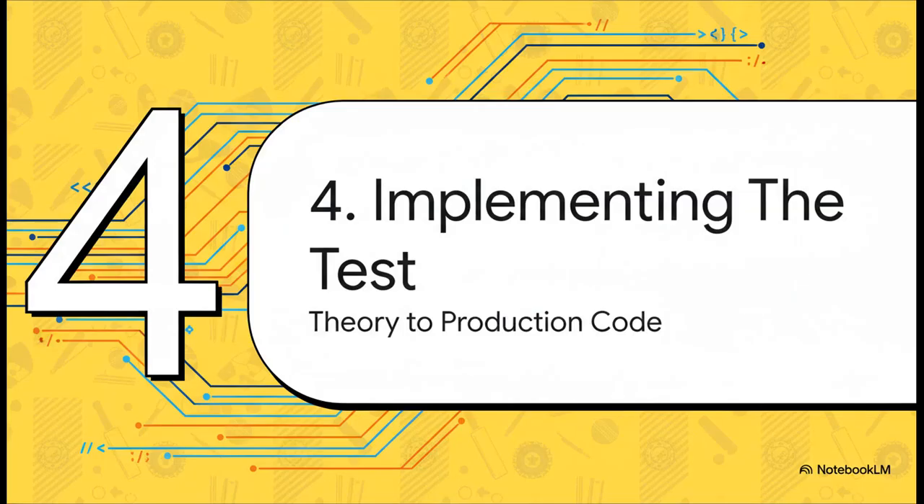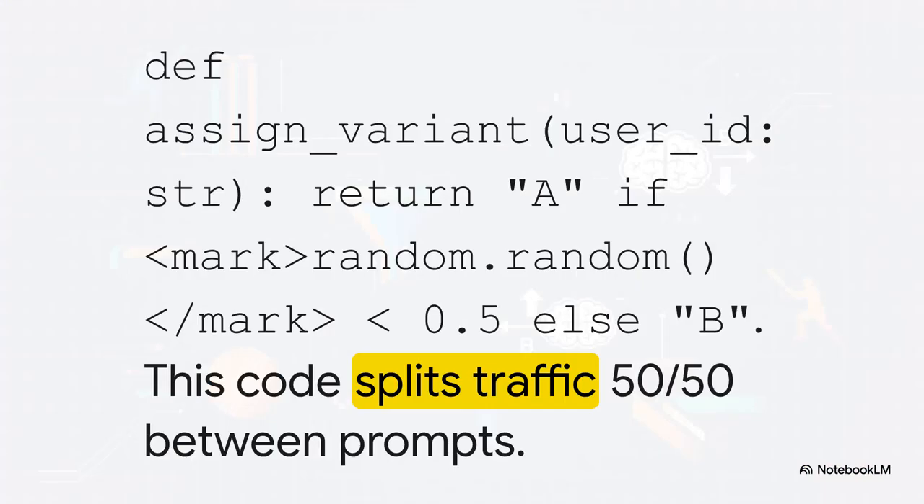All right, we've got our prompts, we've got our target sample size. Let's get to the really fun part. Let's look at some Python code you could actually drop into your application. So the first piece of the puzzle is this dead simple randomization function. All it does is flip a coin for every request and assign it to either variant A or B.